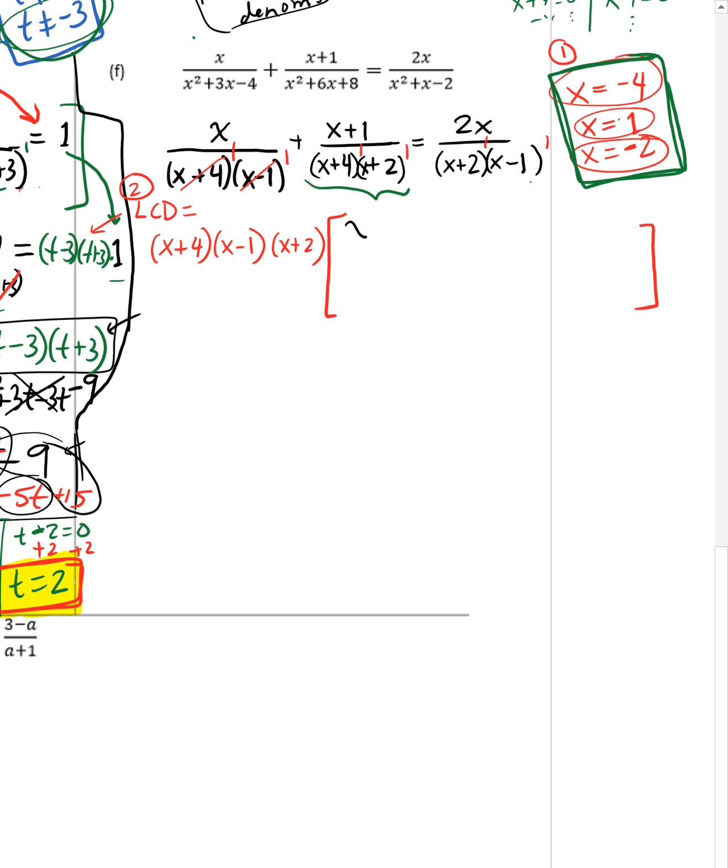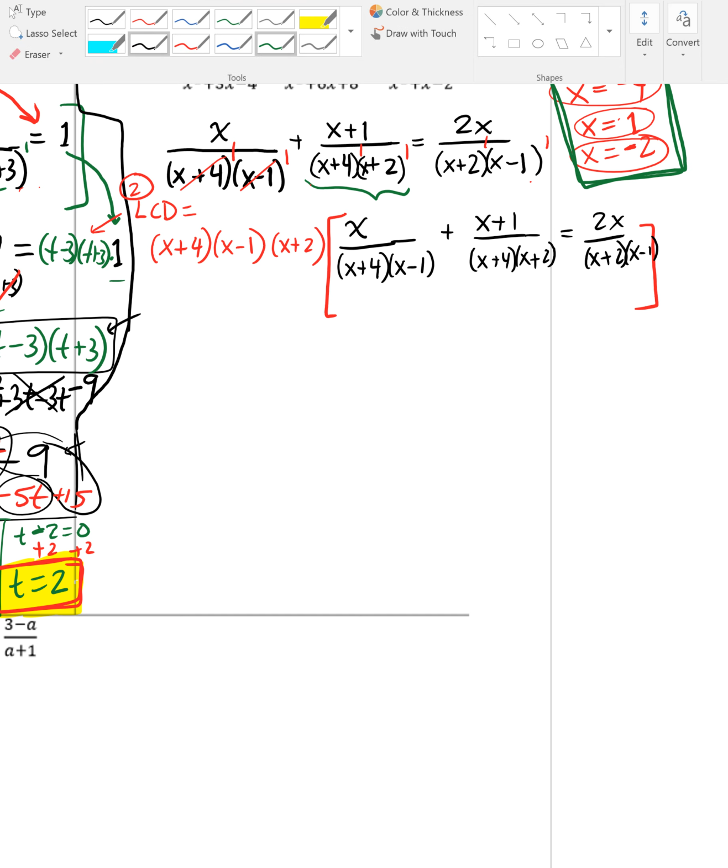And I'm going to multiply that by each of the fractions that I had in this problem. I'm going to distribute it onto this guy, onto the second fraction, and onto the fraction on the other side here. And it's going to look like a mess, but it's going to look a lot better once we cancel things. It's going to get way better.